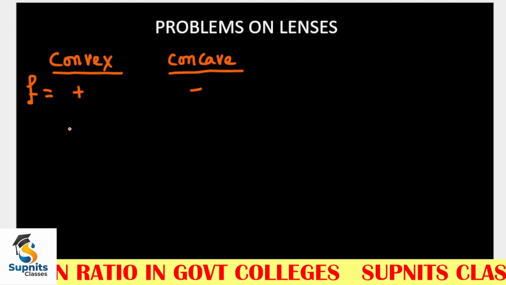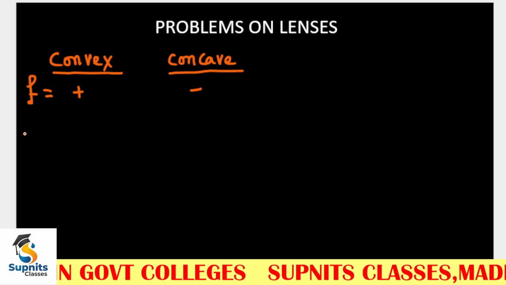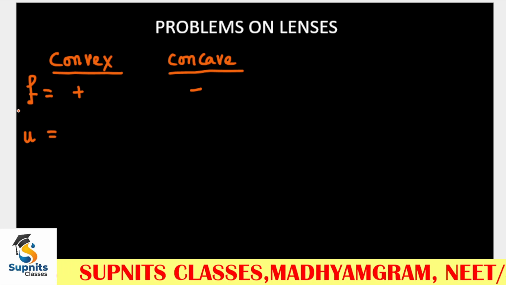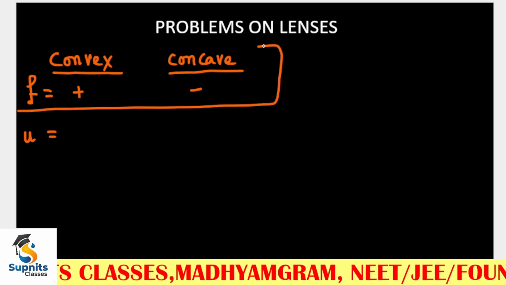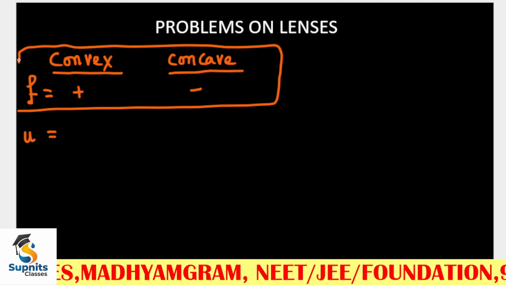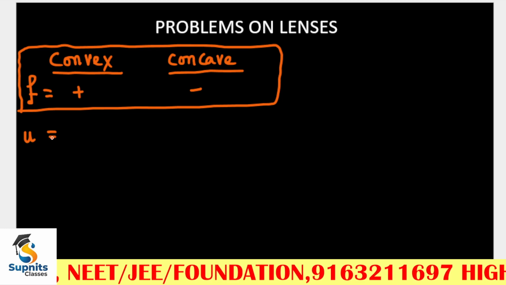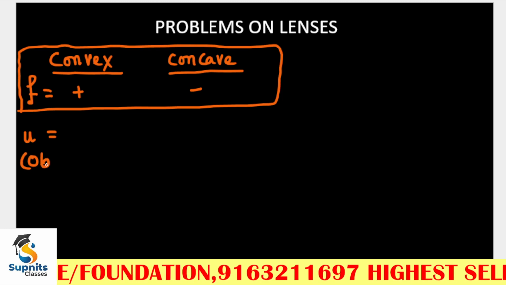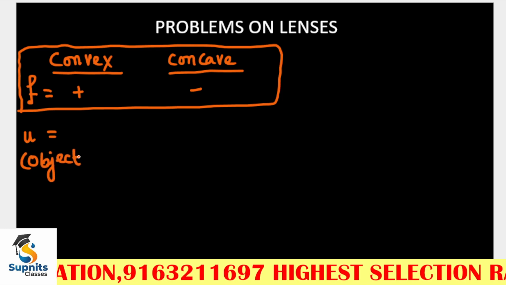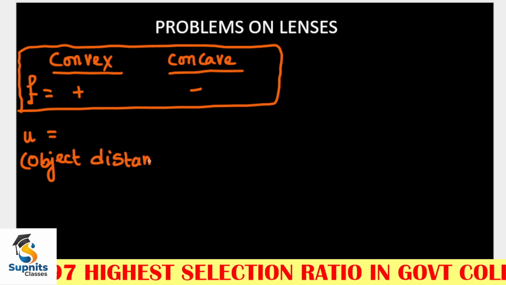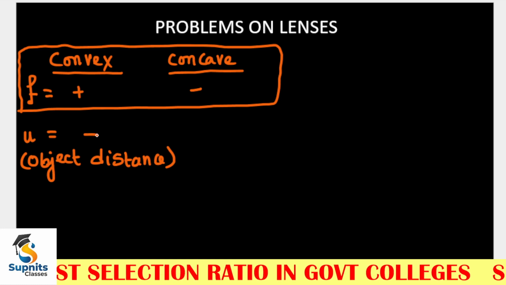What about the other parameters? U does not depend on type of lens, neither does it depend on real image or virtual image. U means object distance. So U is always negative.